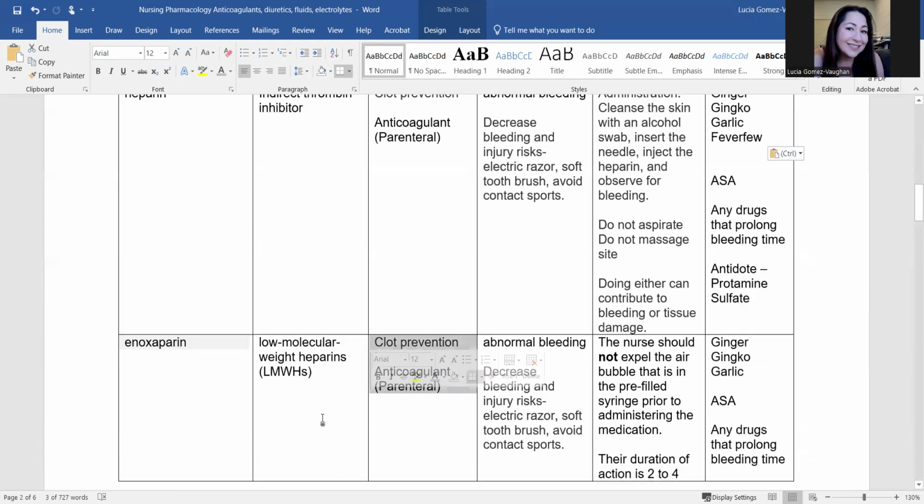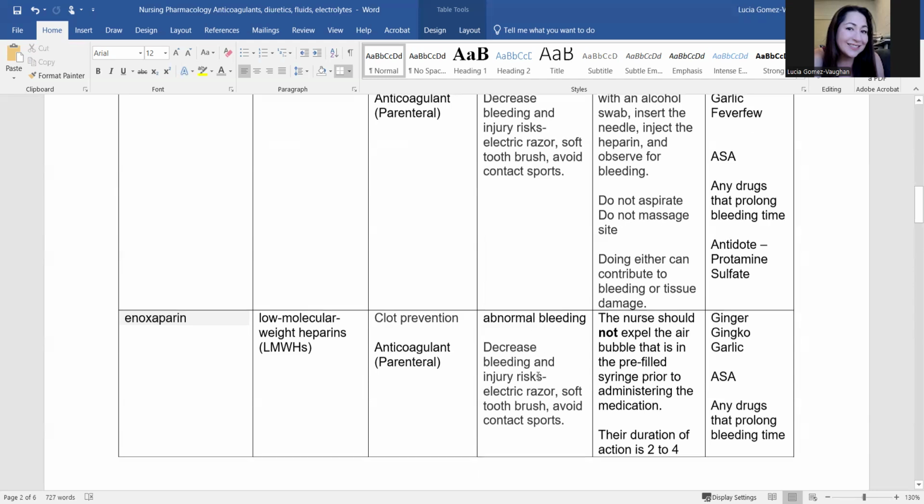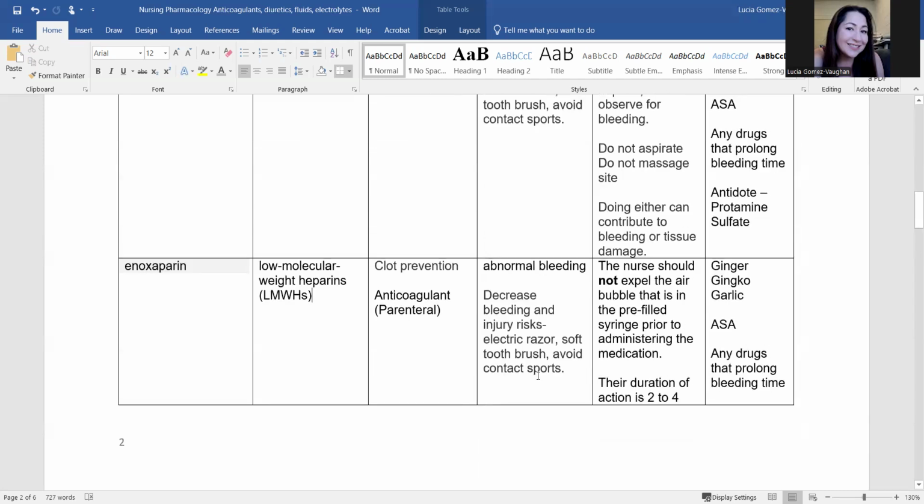Enoxaparin is a low molecular weight heparin. This is also given for clot prevention. It's an anticoagulant. It's parenteral. This is only subcutaneous. The same side effects, abnormal bleeding. We do the same things to decrease bleeding and injuries: electric razor, soft toothbrush, avoiding contact sports.